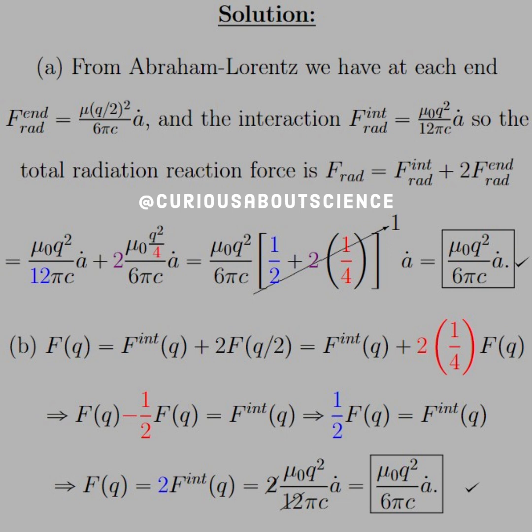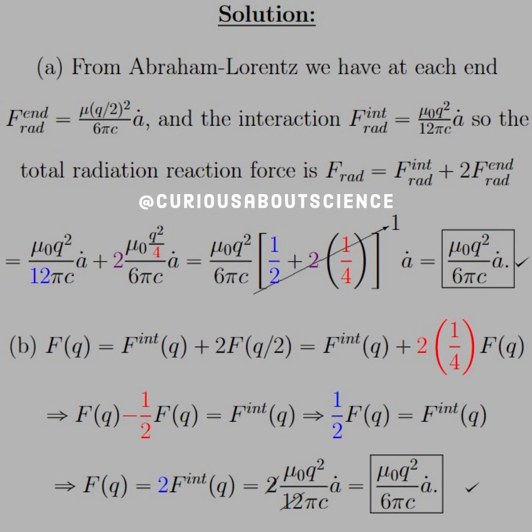So the total radiation reaction is, you add the two together, F interaction plus the two ends, and you see that when we do that, we get 1/12 plus 2 with the Q squared over 2 going to Q squared over 4. You factor out everything, mu naught Q squared over 6 pi c, so I color coordinated everything. That leaves us with a factor of 1/2 plus the 2 factor from the formula times the 1/4 from the Q over 2, and you see that all cancels to 1. So we are indeed in good form there.